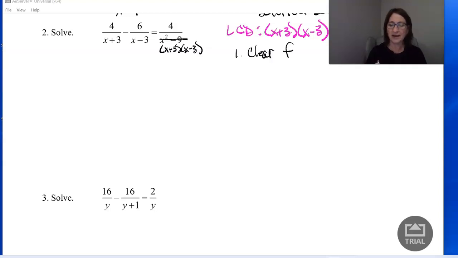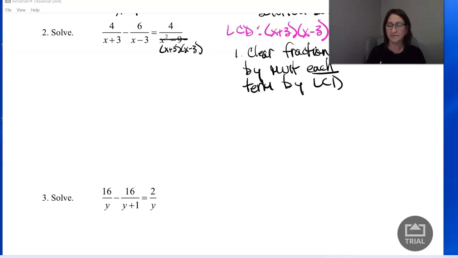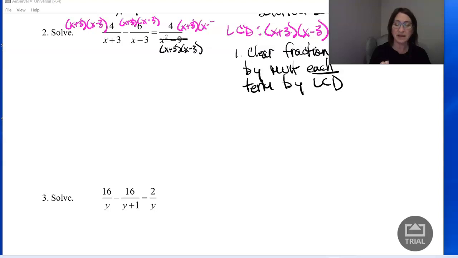So you clear the fractions by multiplying each term by the LCD. That's what we did before. That's what we're going to do again. So it's going to be x plus 3, x minus 3, x plus 3, x minus 3, and again, x plus 3, x minus 3.